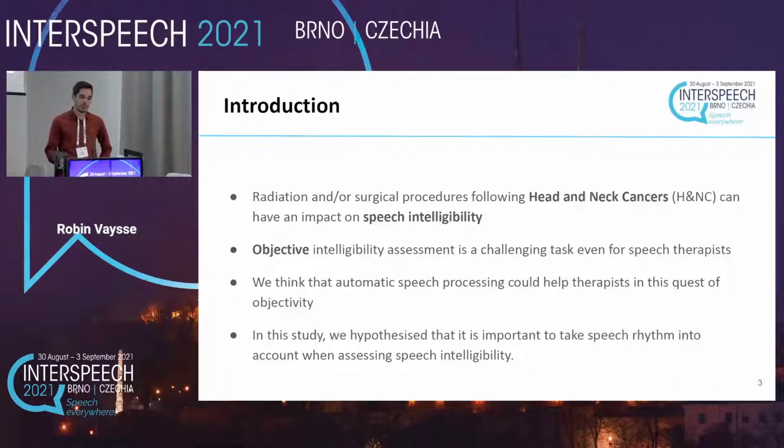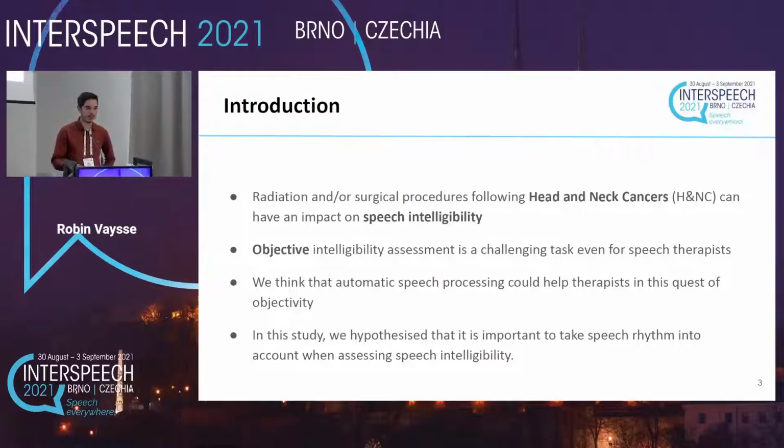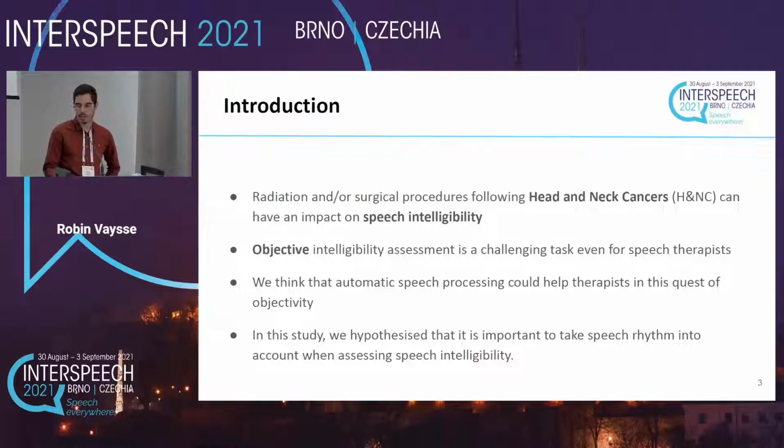Head and neck cancer patients often have to undergo radiation and/or surgical procedures following the cancers, and it can have an impact on their speech production. Speech therapists often have to assess their intelligibility in order to know whether it impacts their quality of life, and to do so they need to have an objective intelligibility assessment.